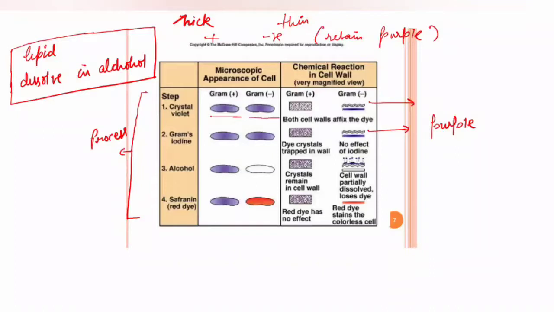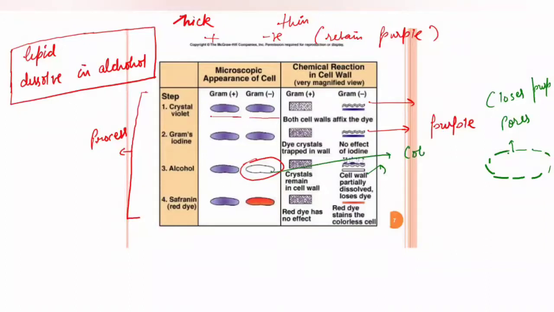Then in the third step, we use alcohol. Now as we all know, lipids dissolve in alcohol. So just imagine, if we have a thick layer, it will dissolve slower as compared to a thin layer. And over here we can see that the Gram-negative has a thin peptidoglycan layer. So what will happen in the presence of alcohol? It will make pores in the cell wall, through which all the crystal violet dye that is inside the Gram-negative cell wall will come out of the cell.